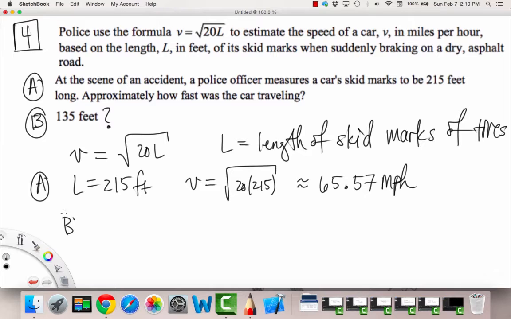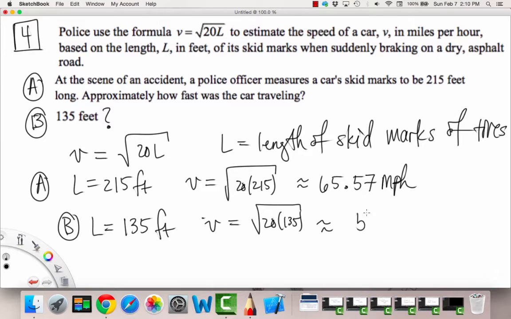And we're going to do the same thing for part B, except for now our L is just different. Instead we start with 135 feet. So when we do that, we get V is equal to the square root of 20 times 135 instead. Then when you plug that in, we get somewhere around the speed of 51.96 miles per hour. So that's kind of a fun example. Again, it just shows you how you can apply radical functions or root functions to real life.